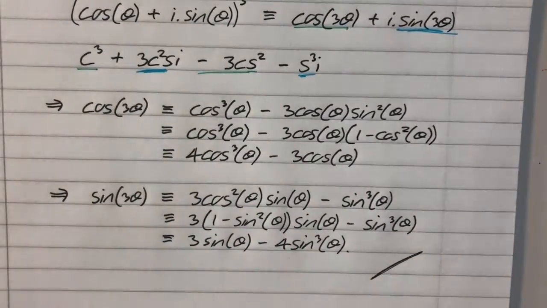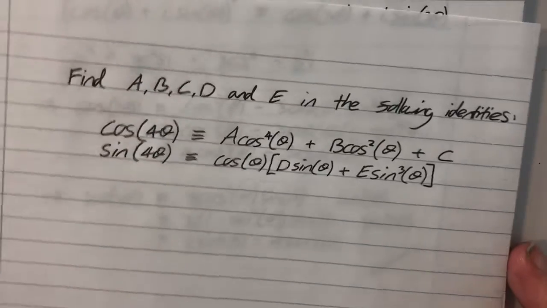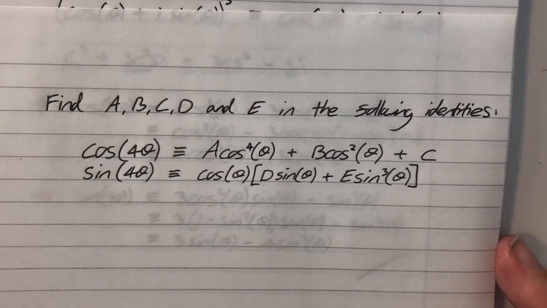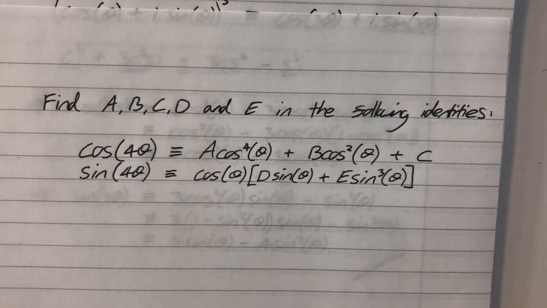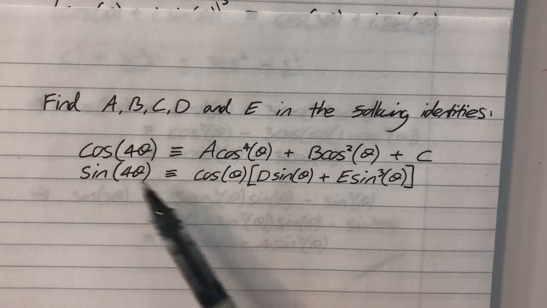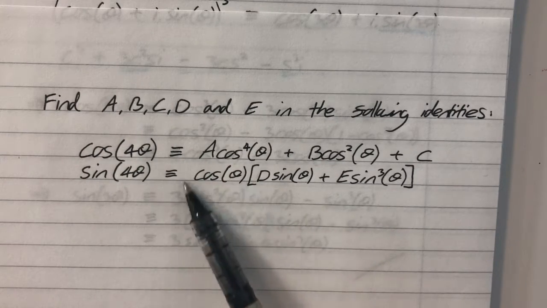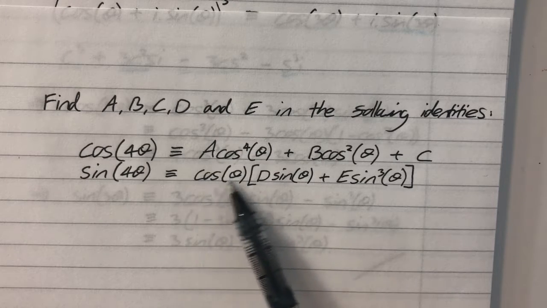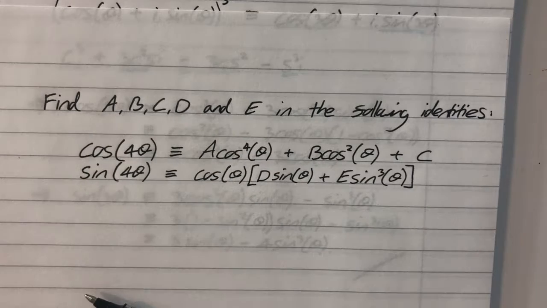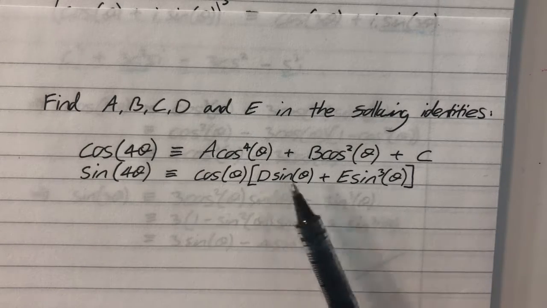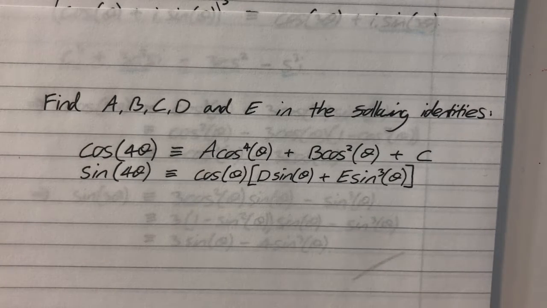Have a go for yourself. Let's look at the 4 thetas. Have a go at finding A, B, C, and D in these identities. Notice that for sine of 4 theta, you will need to have a coefficient of cos out there. Otherwise, you'll have a funny square root kicking around, which is never fun. So we write it as cos theta times a function of multiple powers of sine theta.